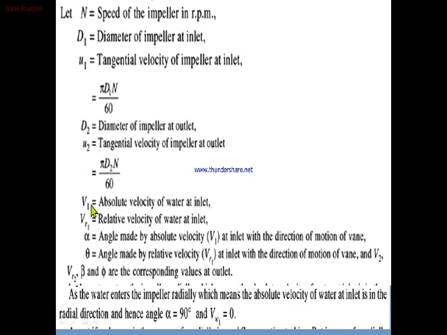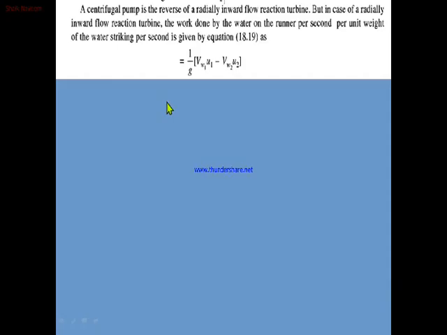Alpha is the angle made by V1 and the direction of motion of the vane. Theta is the angle made by Vr1 and the direction of motion of the vane. Similarly, V2, Vr2, beta and phi are the corresponding values at the outlet. As the water enters in the radial direction, the angle made by V1 and the direction of motion, that is alpha, is 90 degrees. Here we need to remember that the whirl component is 0.